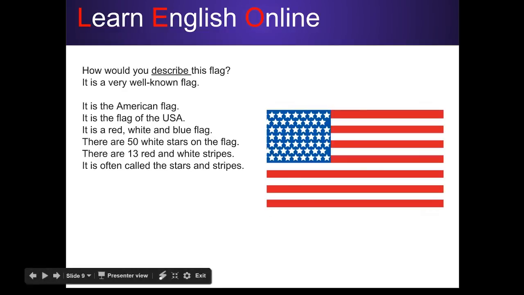Now, why do they have 50 stars and 13 stripes? Well, the 50 stars show the 50 states of the USA. Okay? The 13 stripes represent the first states in the USA. The USA started out with 13 states, I believe. Now, I didn't realise there were only 50 states.